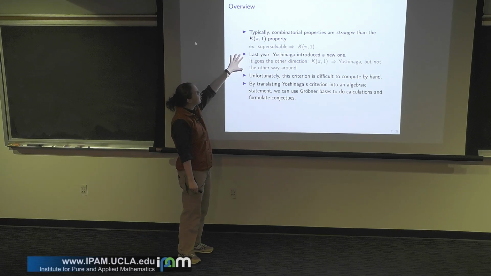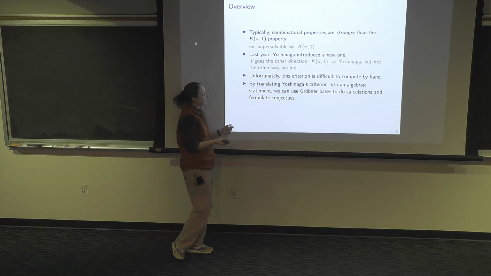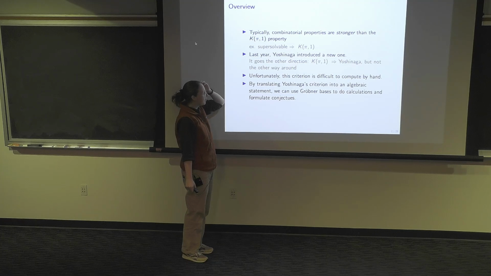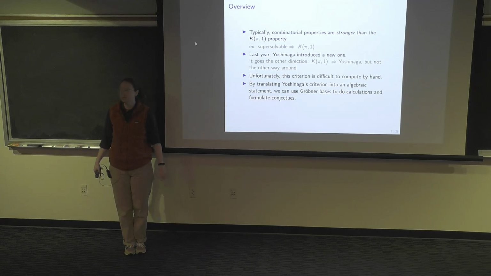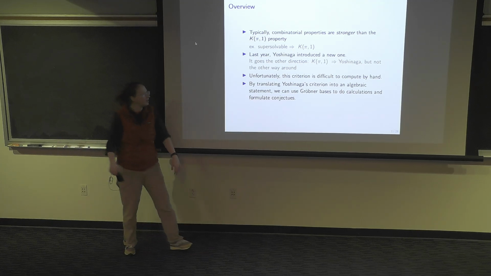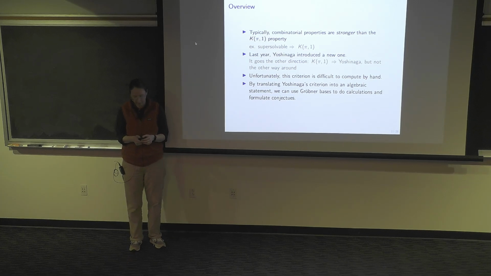The downside to Yoshinaga's criterion is that it is rather difficult to compute by hand, except on small examples. I'll show you a small example, and I'll tell you why it doesn't scale so well. What I want to convince you in this talk is that Yoshinaga's criterion is actually an algebraic condition, and we can use algebra to better compute this criterion and see whether it passes or not. Okay, good. Questions?